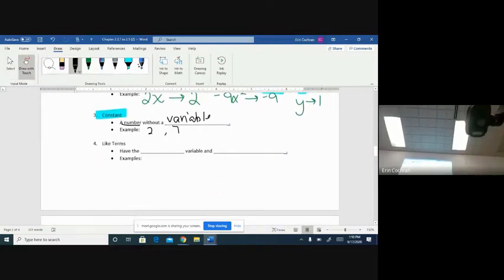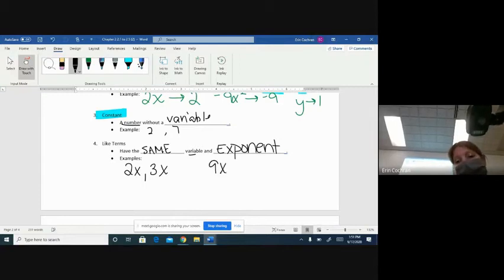All right, like terms. Like terms will have the same variable and the same exponent. So like 2x and 3x. Those would be like terms because they have the same variable of x and their exponents are the same, which is 1 in this case. 9x squared and 3x squared, or negative 9x squared and 3x squared. Those are like terms because they have the same variable of x and the exponent of 2.